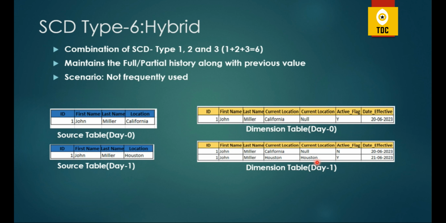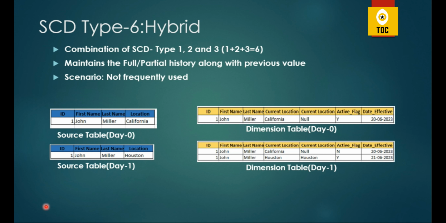For the current record, whatever the current record is, both the current location and the previous location will be the same, because you are working with SCD type 1, where your objective is to keep only the current record, only the current version of it, right? And that is the concept of SCD 1. SCD type 2, active flag and date effective, we are still capturing that, right? And what is SCD type 3? We are maintaining current location and previous location.